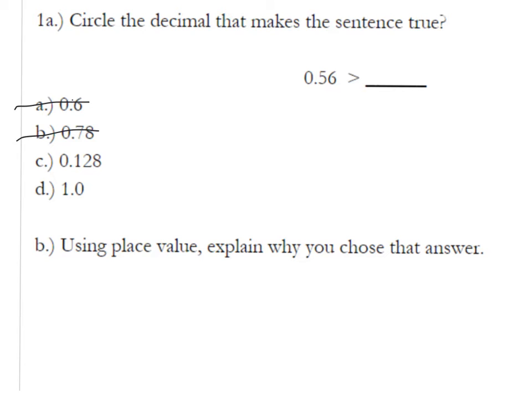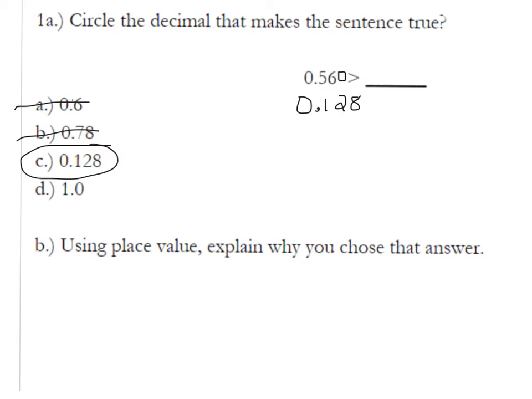Let's look at C, though. C is a little bit trickier because it has a bunch of digits. So it's 0 and 128. This time, not hundredths, but thousandths. So let's think, is 56 bigger than 128? Well, remember, we have to add a 0 in to really make our minds up. So now we can read this as 560 thousandths versus 128 thousandths. Which one is bigger, 560 or 128? Yeah, if you said 560, you're absolutely correct. So C would make the sentence true.